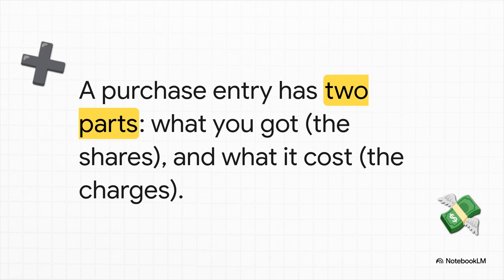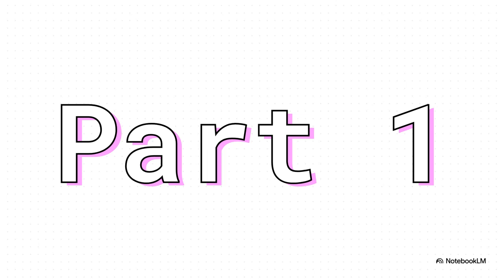Just think of it in 2 parts. First, we record the thing we got, the shares. And second, we record what it cost us to get them, all those little fees. So part 1 is recording the asset itself.